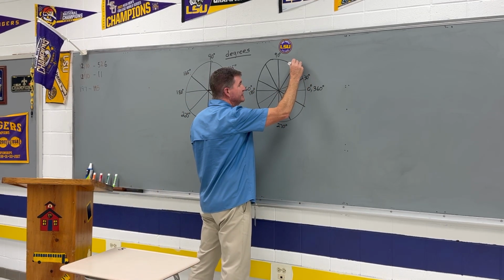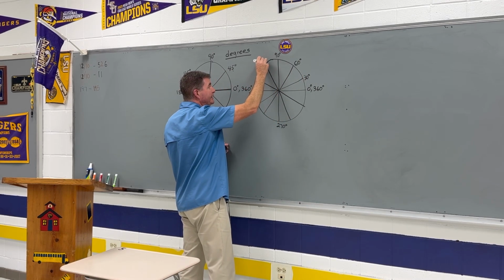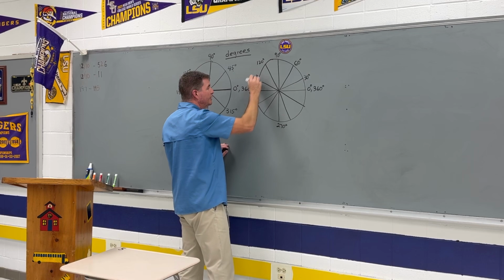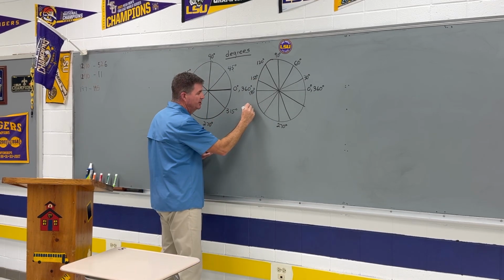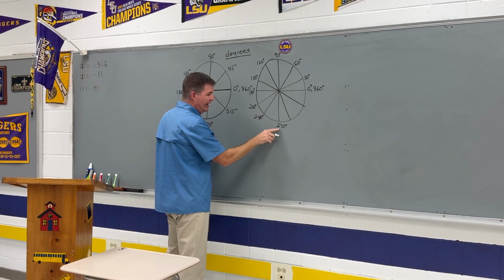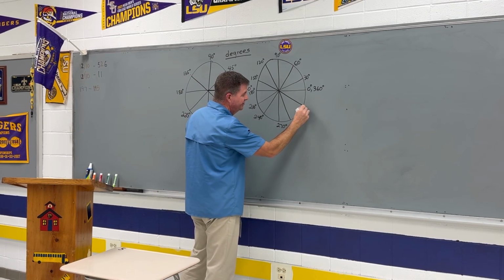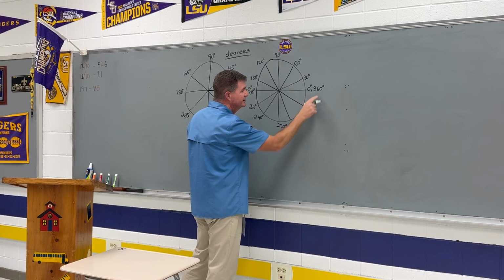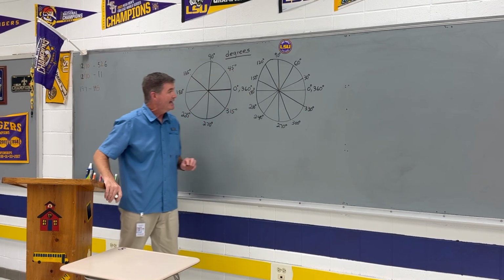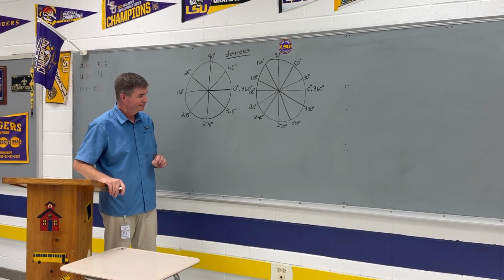30 plus 30 is 60 degrees. 90, 120, 150, add would be 180, 210, 240, add being 270, 300, and 330 degrees, and finally 360. These are the unit circles in degrees.